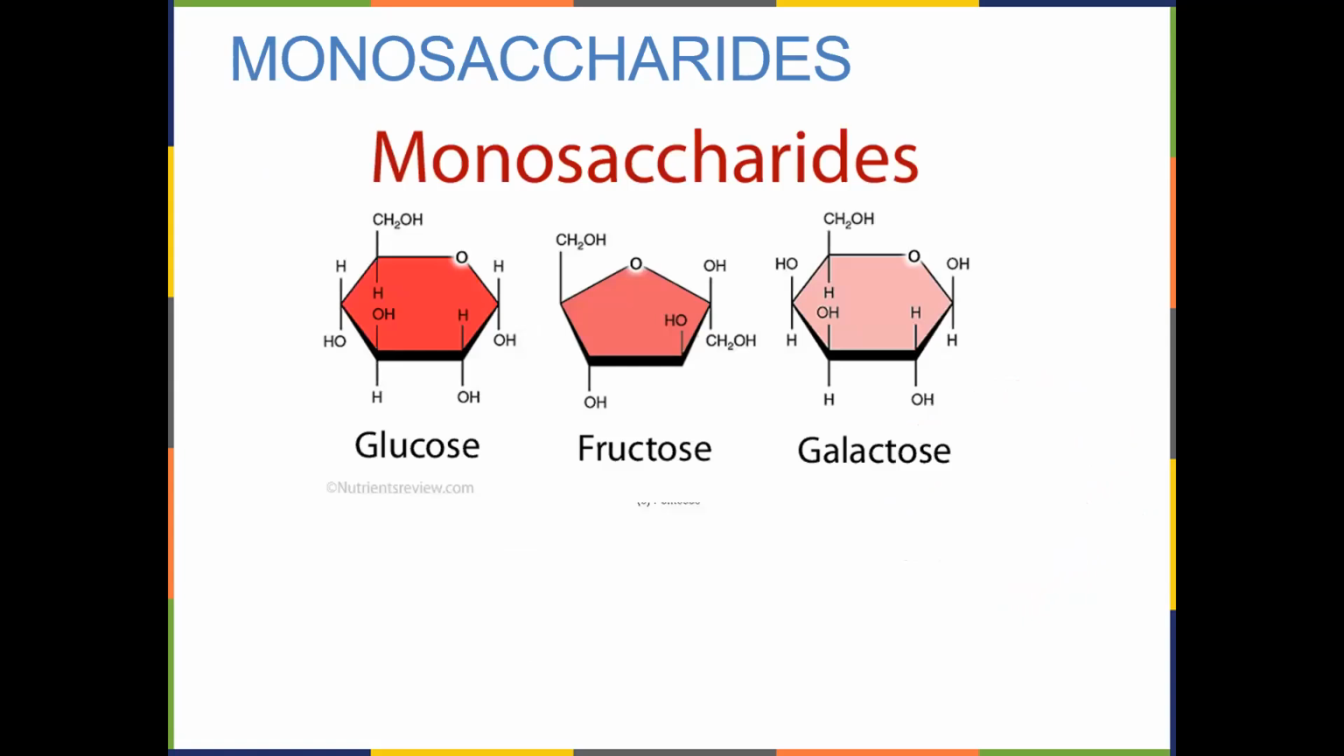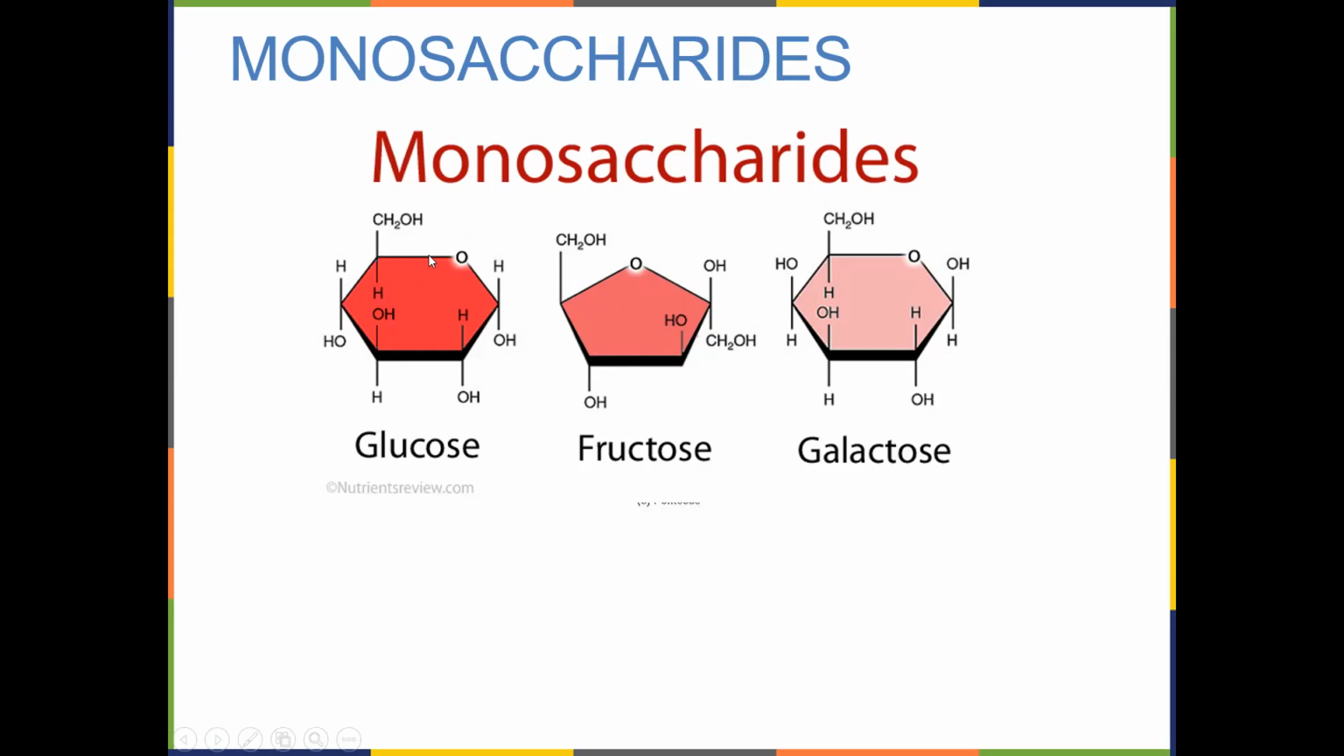This is what the monosaccharides look like. Glucose, fructose, and galactose, they all have 6 carbons. They're all arranged slightly differently in their structure. Fructose has a carbon chain on each end of its 5-sided molecule. It still has 6 carbons.